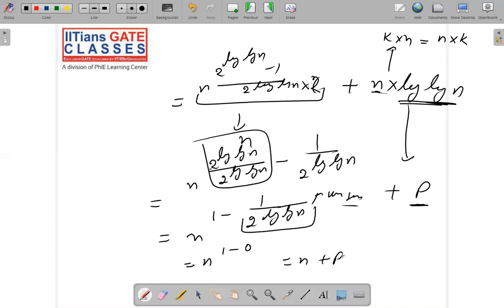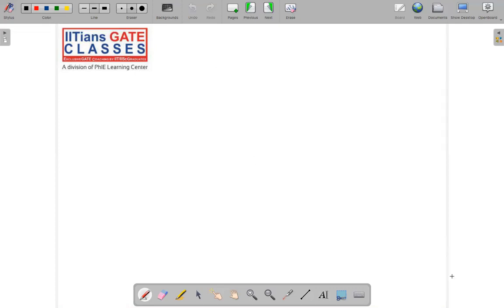N plus p, and p is equal to n log n. So if it's n plus n log n, we will consider the bigger term. So it's n log n. This is the answer. Okay, so this is the substitution method.